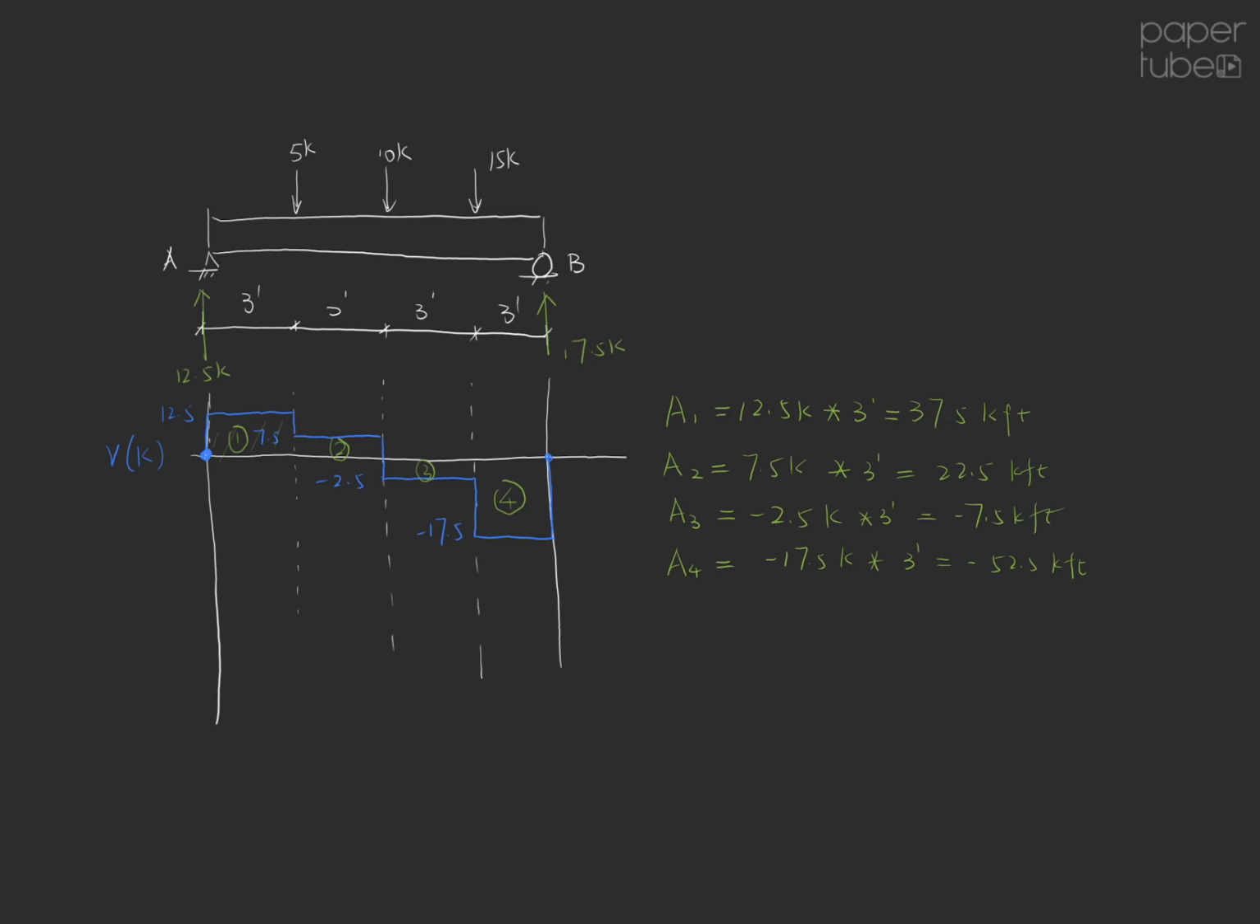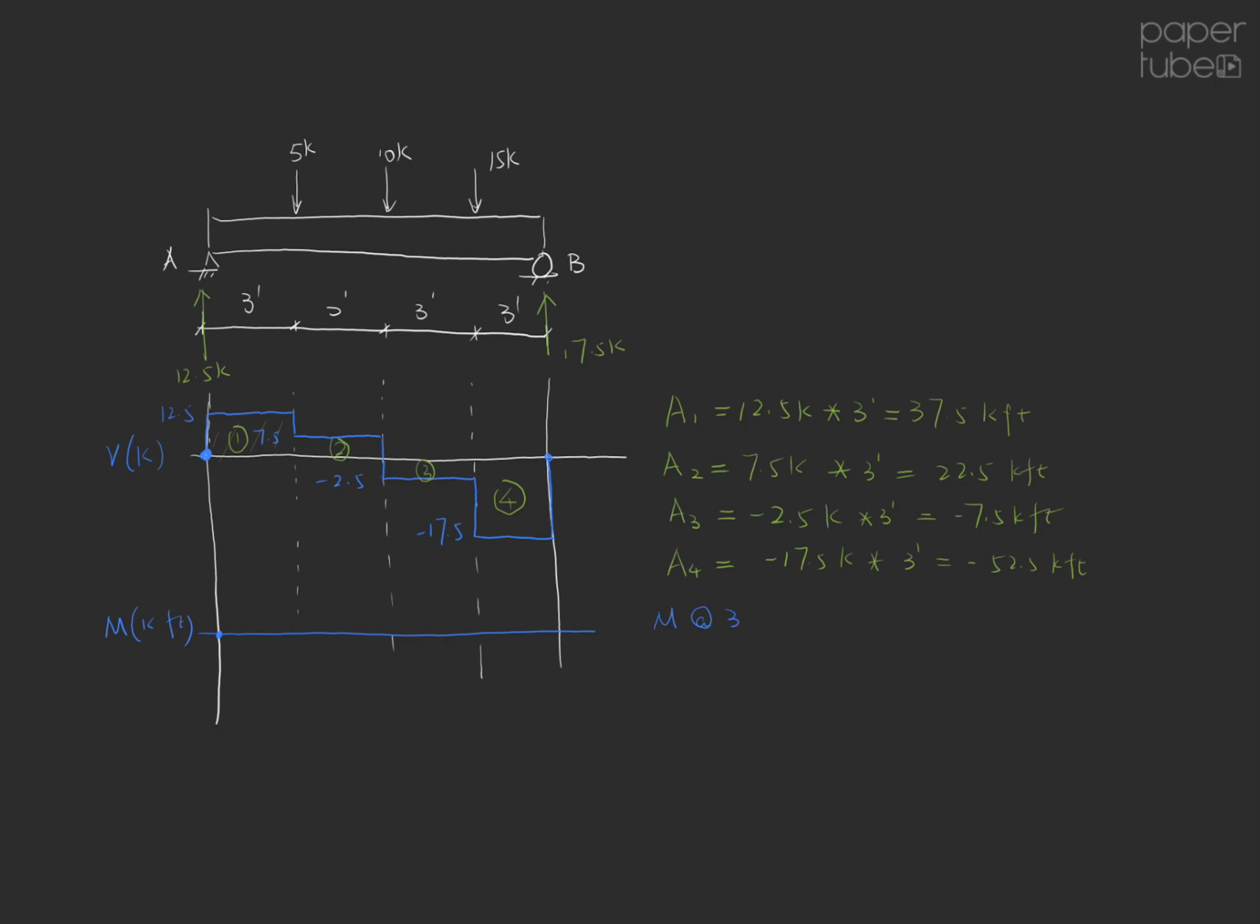And now we can find our moment diagram. I'm going to use blue again. Your moment diagram also always starts from 0 because we don't have any concentrated moment at the end, right? Because of equilibrium, your moment is going to be 0 at the end. That's moment in kip-feet.